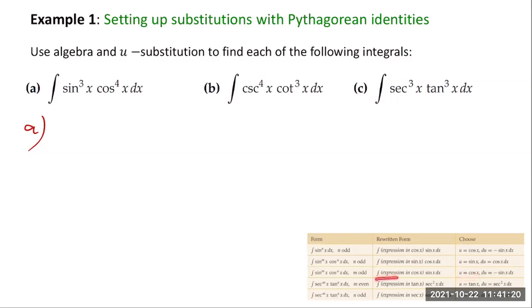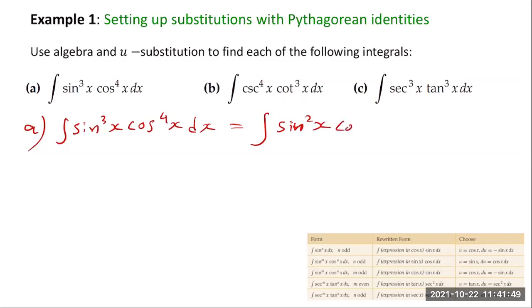Before that, I need to write my original integral in this form. Let's try to write our original integral in that form. So this is my original integral, integration sine cube x cosine 4x dx. I need to write this this way: integral sine squared x cosine 4x sine x dx. That's the form I want here.